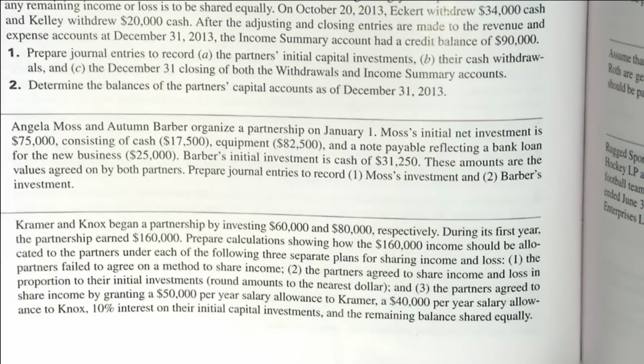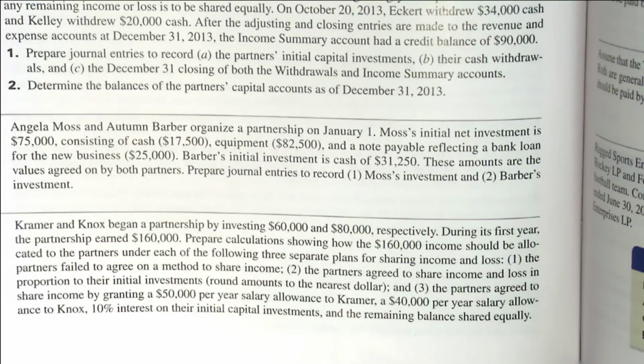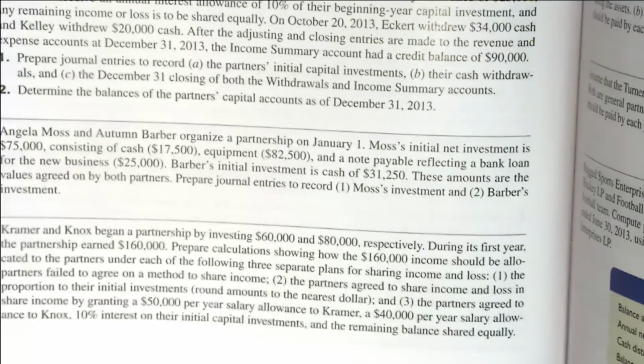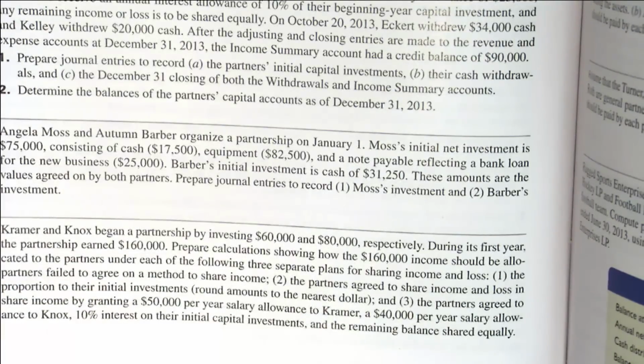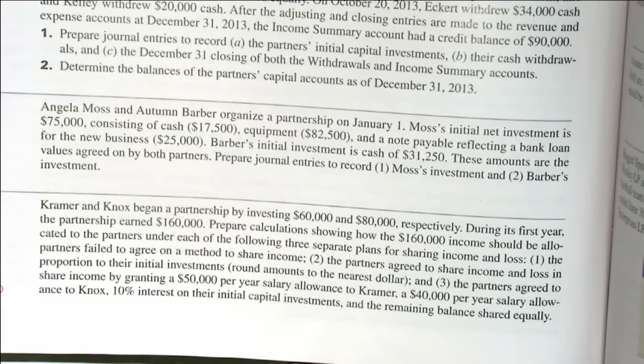Okay. Kramer and Knox began a partnership by investing $60,000 and $80,000 respectively. During its first year, the partnership earned $160,000. Prepare calculations showing how the $160,000 income should be allocated to the partners under each of the following three separate plans for sharing income and loss.